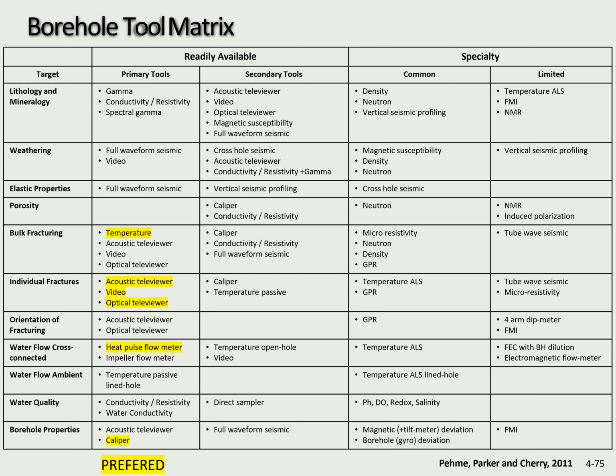So this is actually a borehole tool matrix. The ones I've highlighted in yellow are the ones that I prefer. But you can see the various types of information available on the left, the tools that you can then use to understand that information, and then the secondary use. Anyway, I'll leave this for you to study later as you try to map out your next fractured rock investigation.